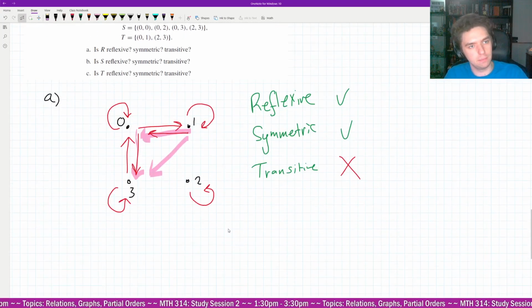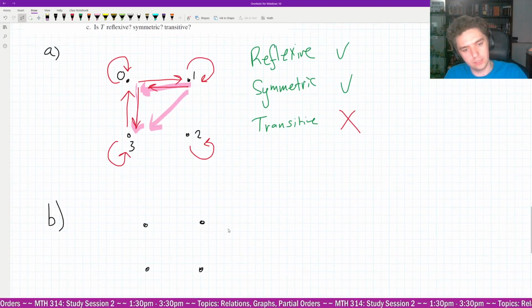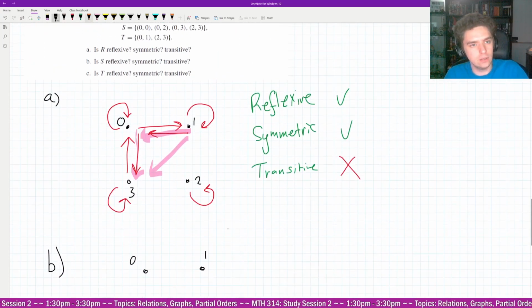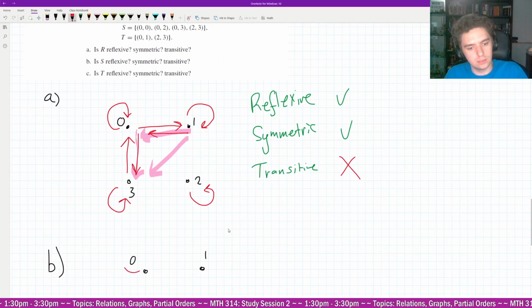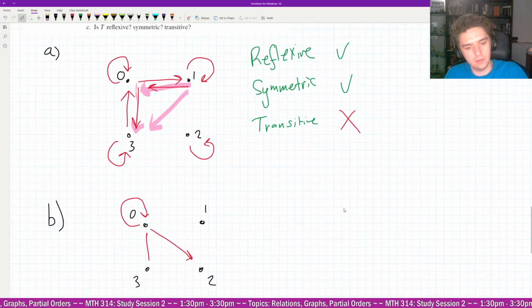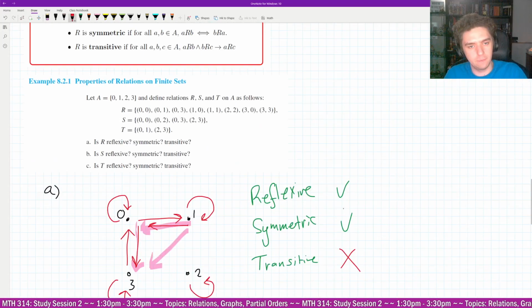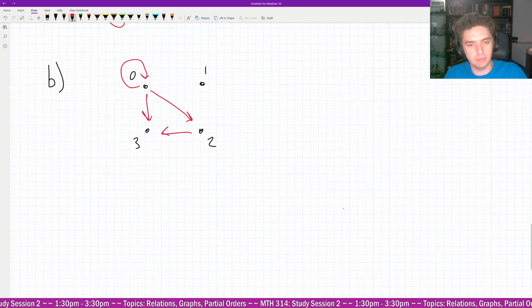Okay, let's do part B. Part B is 0, 1, 2, 3. And 0 to 0. So let me just draw this in now. So it's 0 to 0, 0 to 2, 0 to 3, and 2 to 3. Yep, there we go.